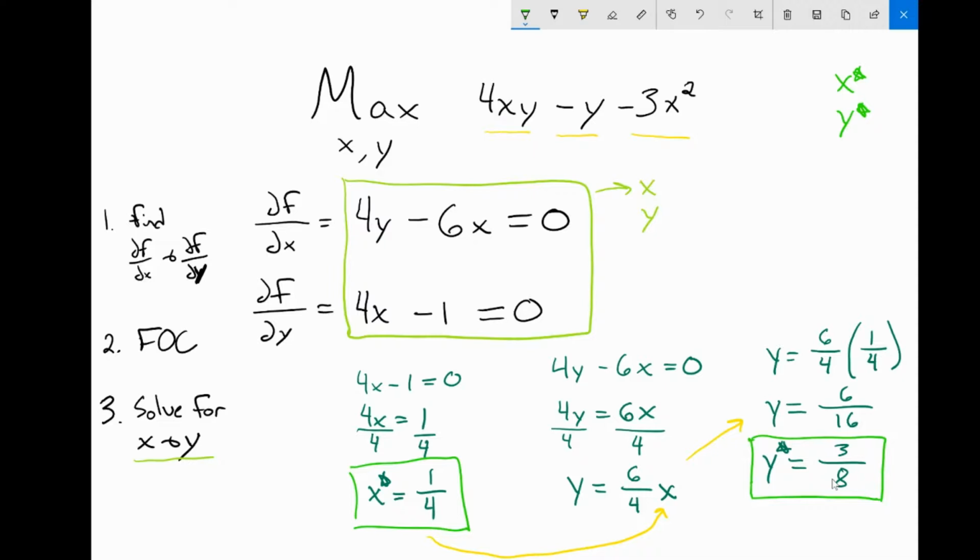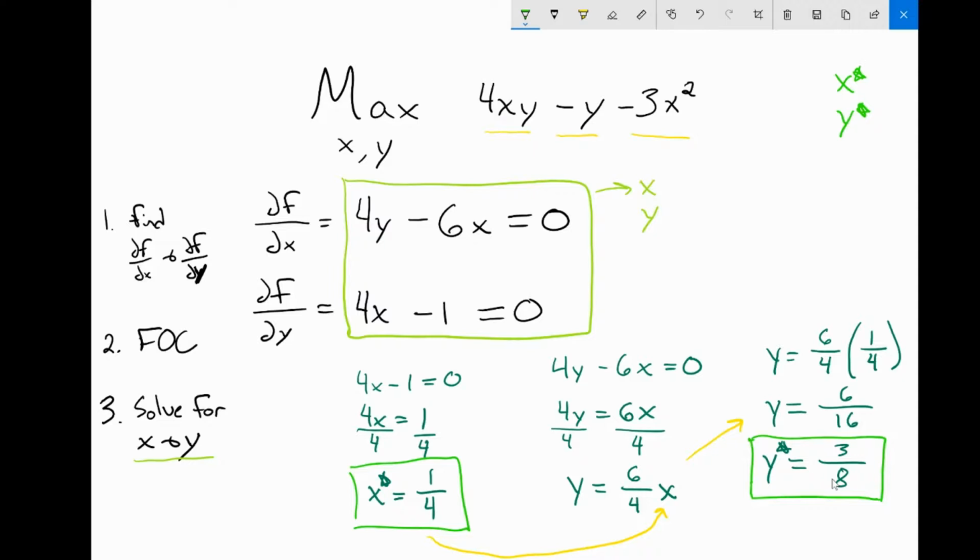All right, so there are our answers. We have x star and we have y star. The optimal value of x is 1/4. The optimal value of y is 3/8. Okay, it becomes a little bit more complicated when it has two variables, but this is an important skill to have. Okay, so there we have some examples of doing optimization problems. I'll pause here for a second, let you write this down, take notes on that.